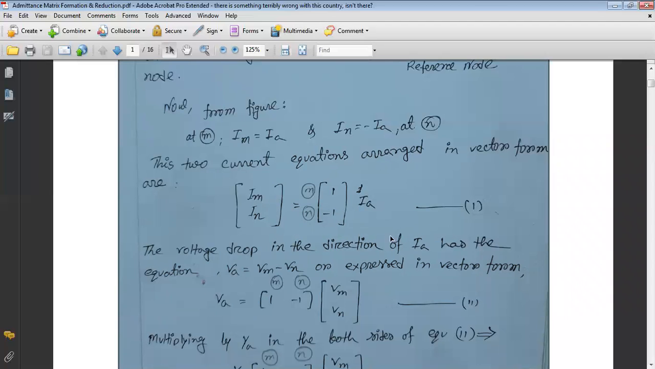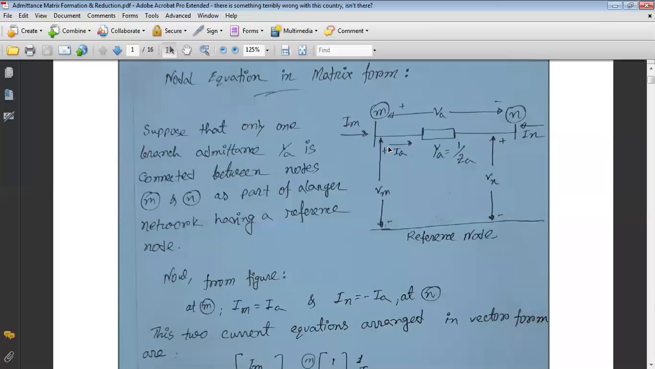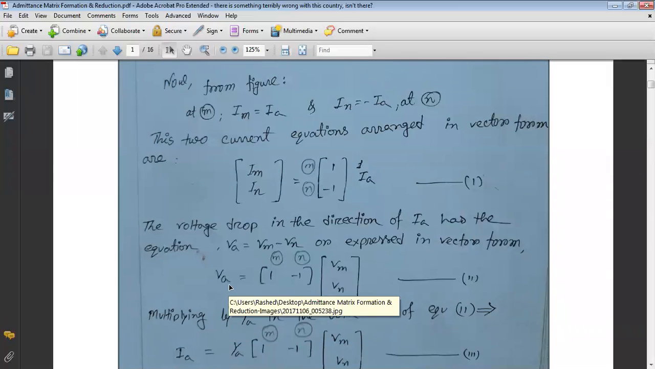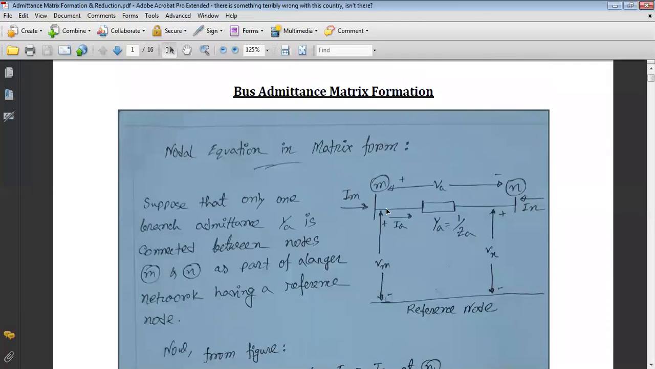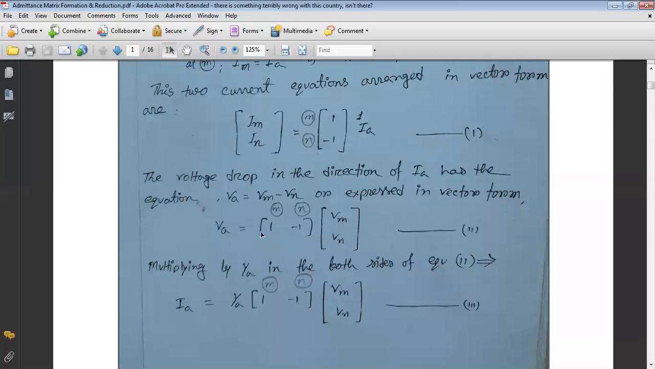So now for this equation, we can find these two Im and In current equations for these two different nodes. Equation 1 is being formulated in a matrix format. The voltage drop of this series branch VA should be equal to current divided by impedance, or current into admittance. VA is the potential difference between two nodes, M and N. So VA means actually Vm minus Vn.